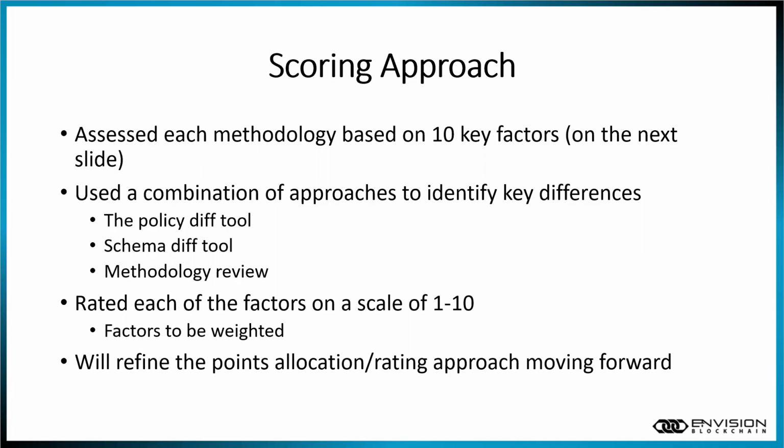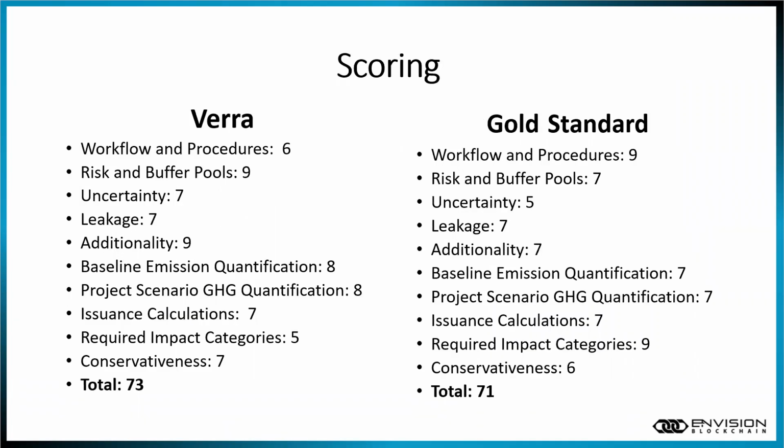The point allocation and rating approach will be refined going forward. Right now, they're not weighted. Each factor has 10 possible points. But going forward, we'll be refining this and eventually be weighting these factors, as some factors will naturally be more important than others. So one thing to keep in mind is that scoring systems can be inherently prone to subjectivity, and assigning points to specific factors can add an additional level of subjectivity.